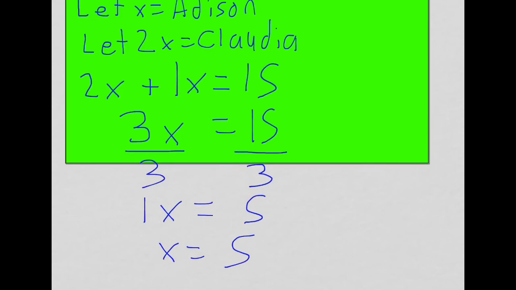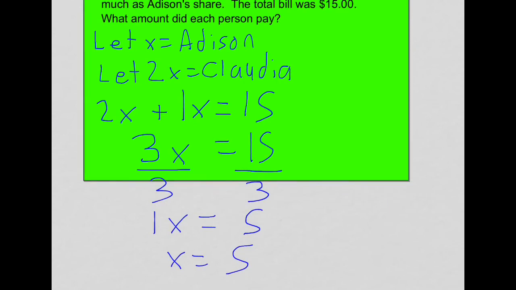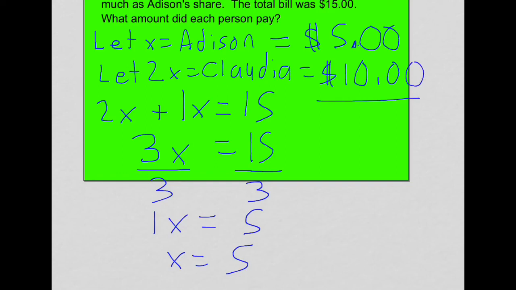Now if I go back to my unknowns from the beginning, I already said x is Addison. So we know Addison's amount now. Addison's amount is $5. And we said 2x is Claudia, or 2 times Addison's amount. So if Addison's amount is 5, then Claudia's has to be double that. It has to be 10. And if you add those up, that gives you the total restaurant bill of $15.